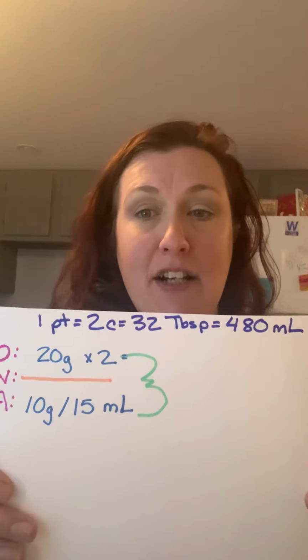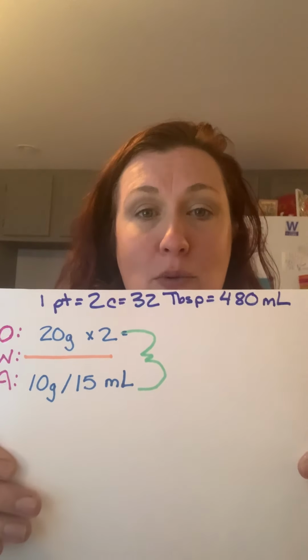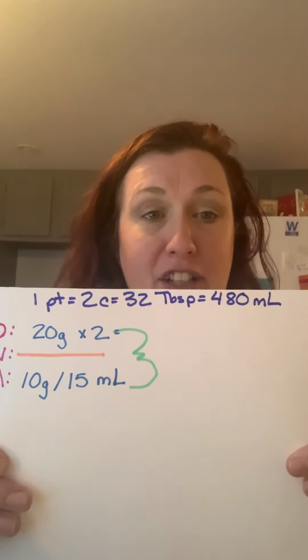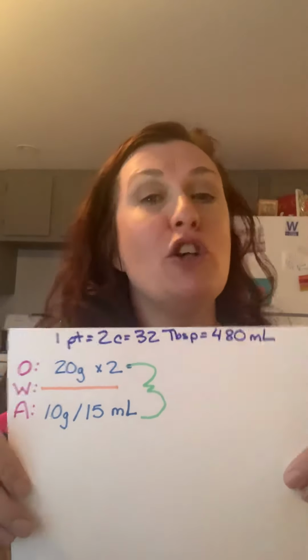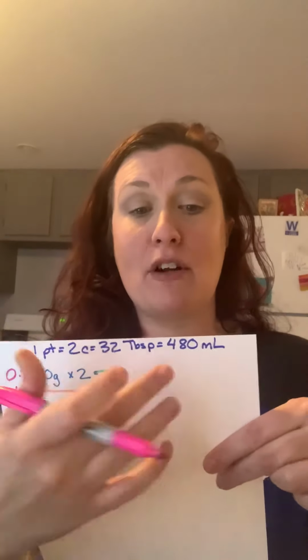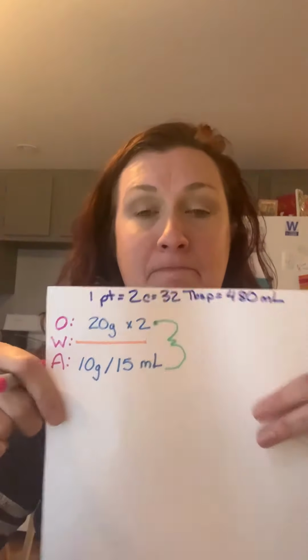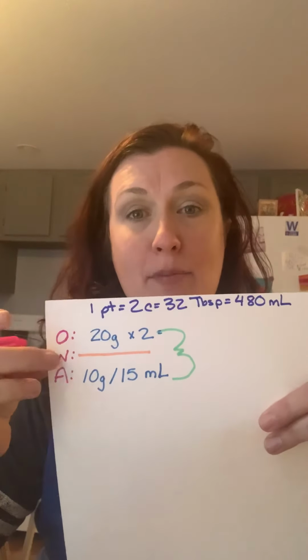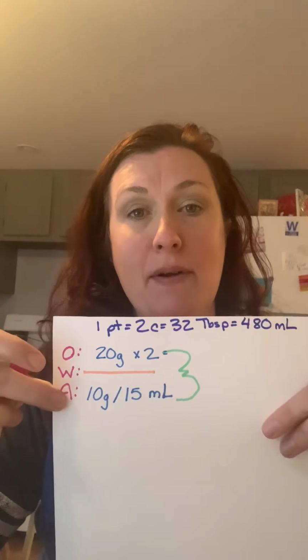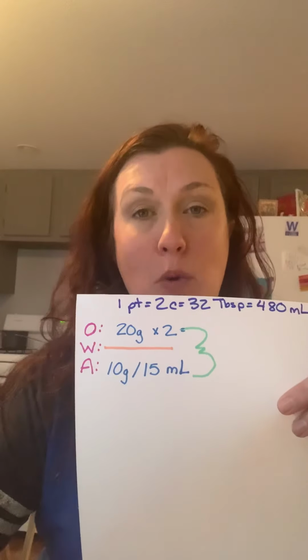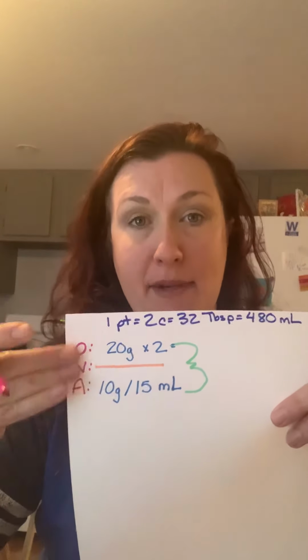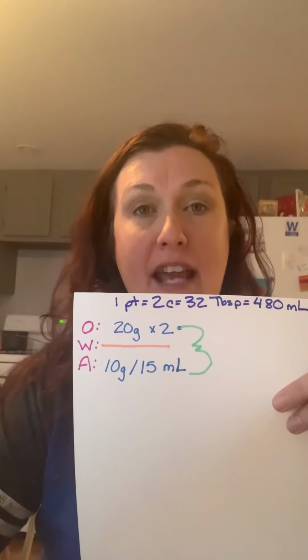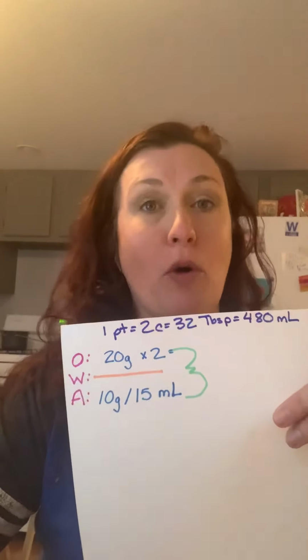So our conversion here is 1 pint equals 2 cups equals 32 tablespoons equals 480 mils. Or you can just remember that in 1 pint there are 480 mils. Anytime that you set up any kind of mathematical equation, always organize your information. It's very easy to come up with a wrong answer because you plugged and chugged the wrong numbers.